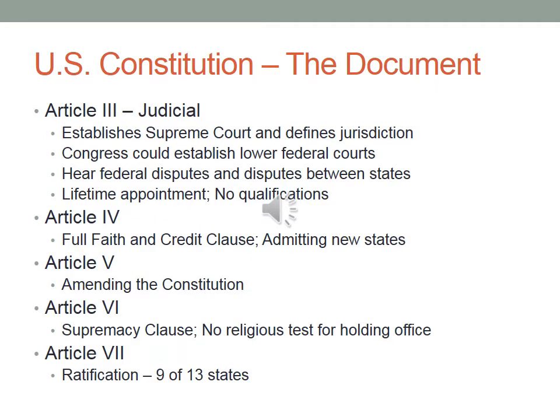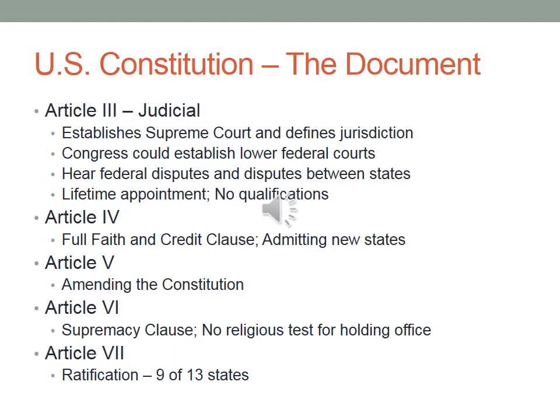Article 3 talks about the judicial branch and the judiciary. It establishes the Supreme Court of the United States and defines its jurisdiction. Jurisdiction is basically the kinds of cases that the courts can hear. In Article 3, that's really all that is established is the Supreme Court. The Constitution under Article 3 gives Congress the power to establish lower federal courts.